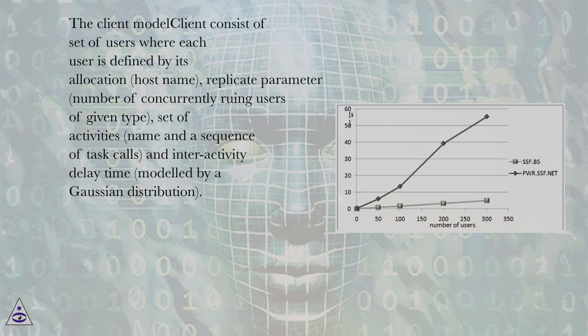The client model consists of a set of users where each user is defined by its allocation, host name, replicate parameter, number of concurrently running users of given type, set of activities, name and a sequence of task calls, and interactivity delay time, modeled by a Gaussian distribution.